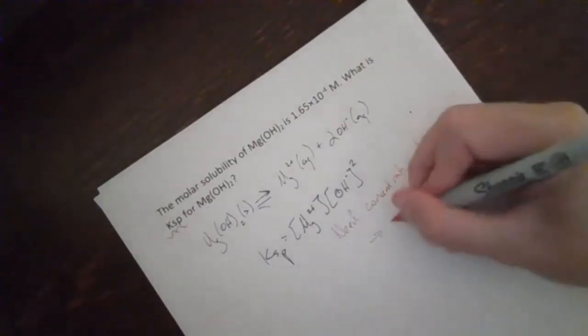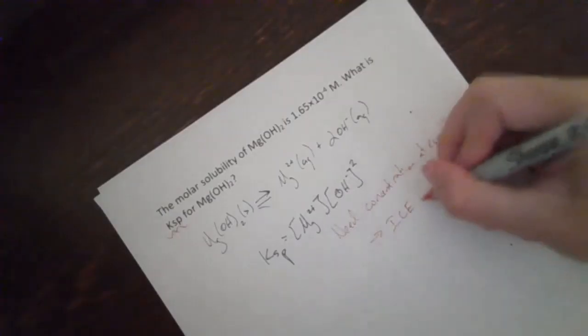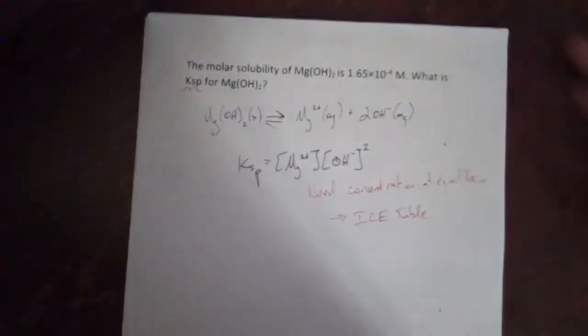And we know how to do those. We use a nice ICE table. So we want to determine these amounts of ions dissolved at equilibrium, and that's going to give us this kind of correlation to KSP. And so we want to get that from an ICE table. So how can we set that up?